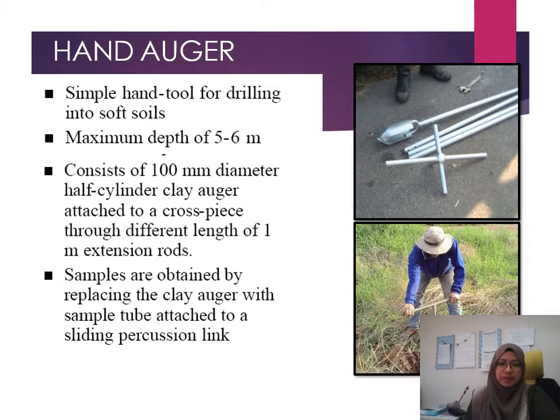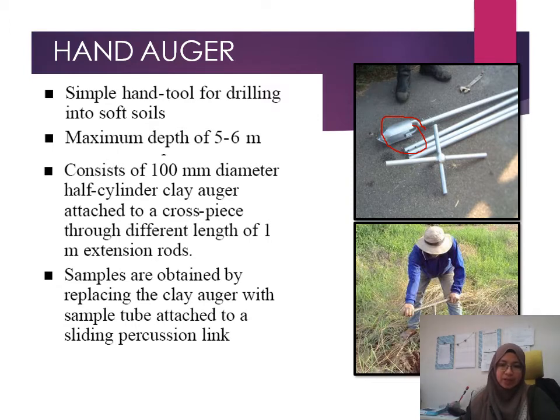Alright, so this is the half cylinder clay auger attached to a cross piece through different lengths of 1 meter extension rod. So it has many extension rods, and then we connect from one extension rod to the other. Right, we join the extension rods together, and then we can advance the exploration deeper.